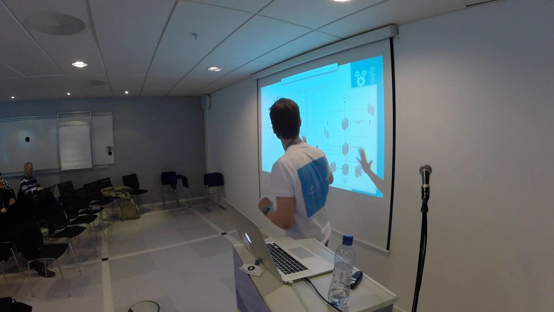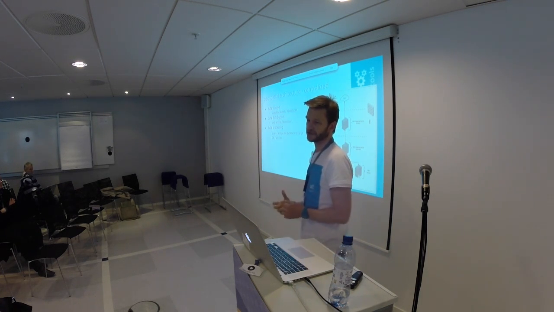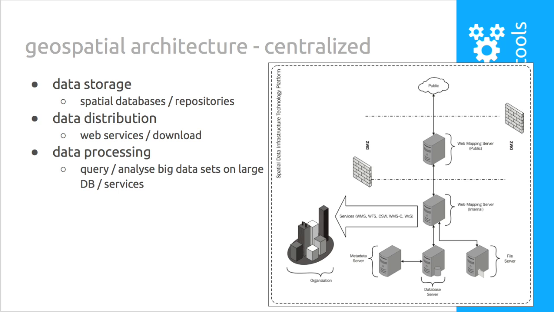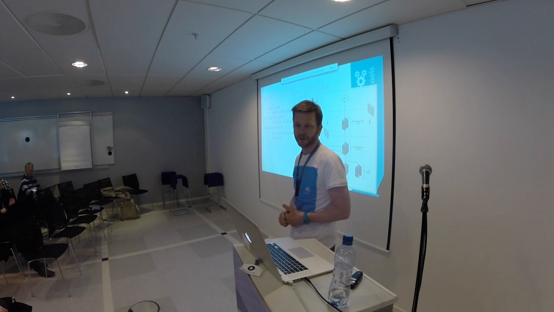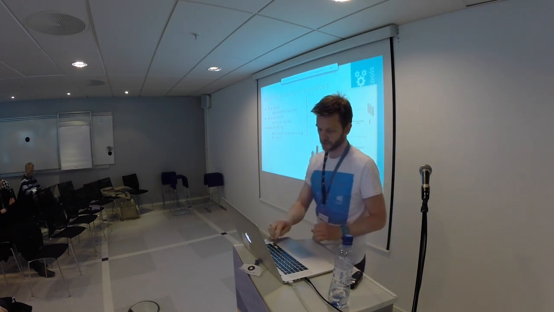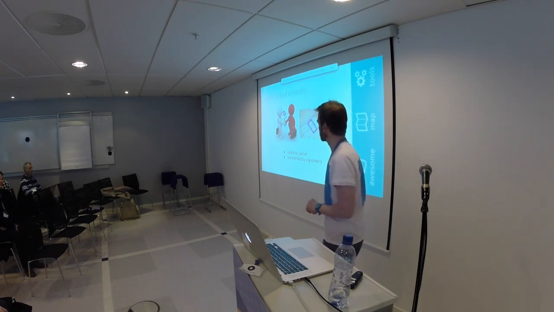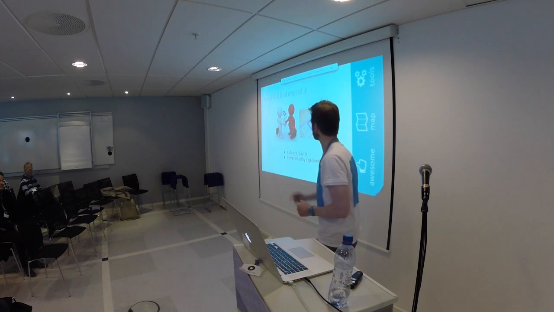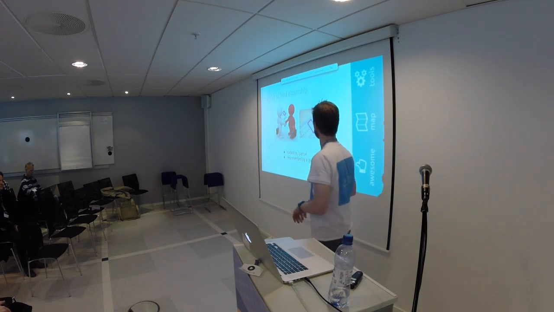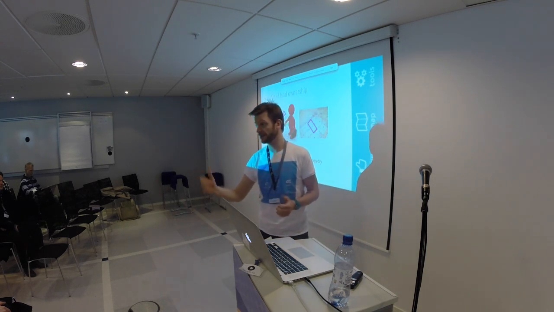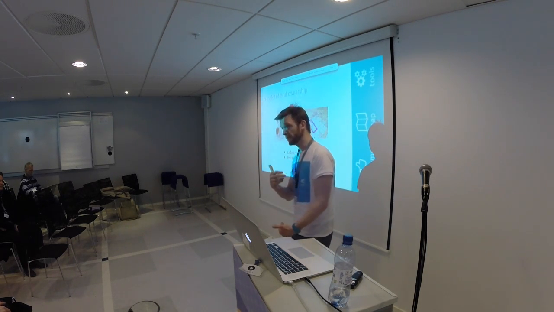Here's basically how a traditional geospatial architecture looks. We've got data storage typically in a relational spatial database or repository. We've got the distribution, which is centralized, and we've got the processing, which often takes place on the servers as well. Let's look at one of the most basic use cases for geospatial applications, which is the transfer of land ownership. We've got this little geometry here, and let's say that I want to buy a piece of land from you. So I give you some money, you give me your piece of land.